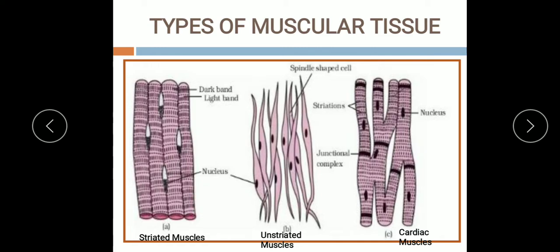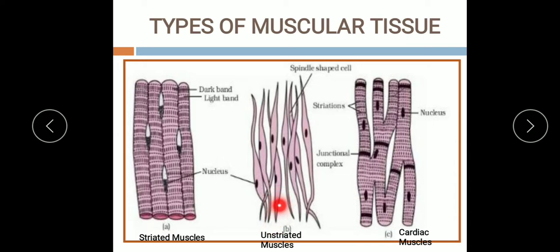Now we'll come to the unstriated muscles. Unstriated means this type of striations is not present in them. So they are termed unstriated, and they are known as the smooth muscles also, because there are no transverse striations or bands present in them. And these unstriated muscles are known as involuntary muscles also. Why? Because their movement is not under our will.